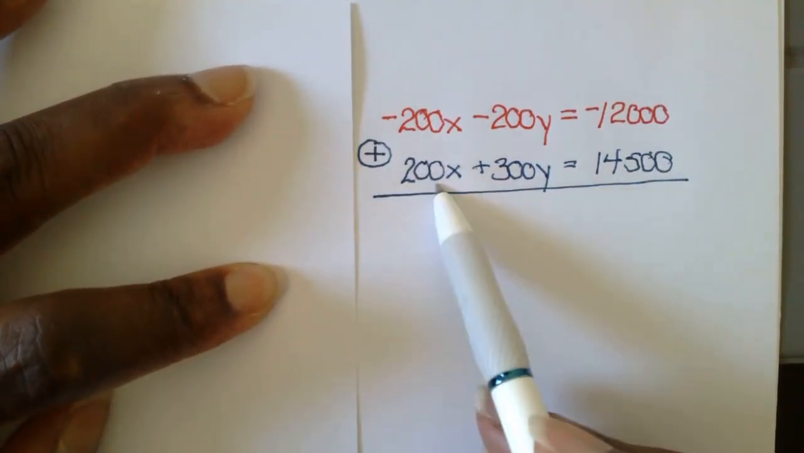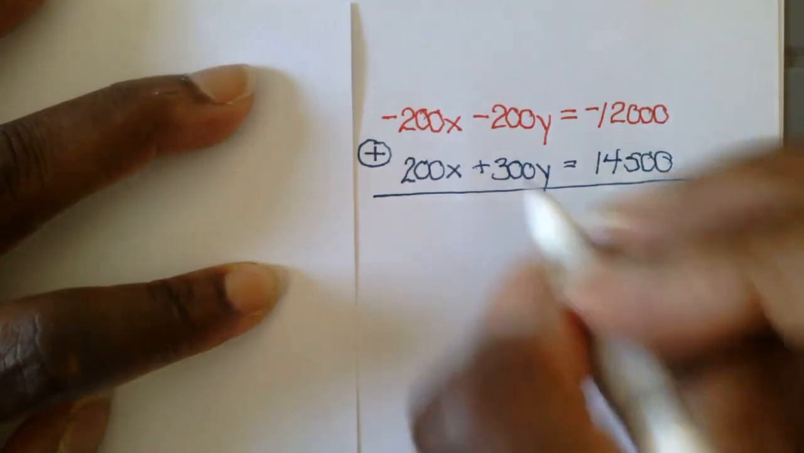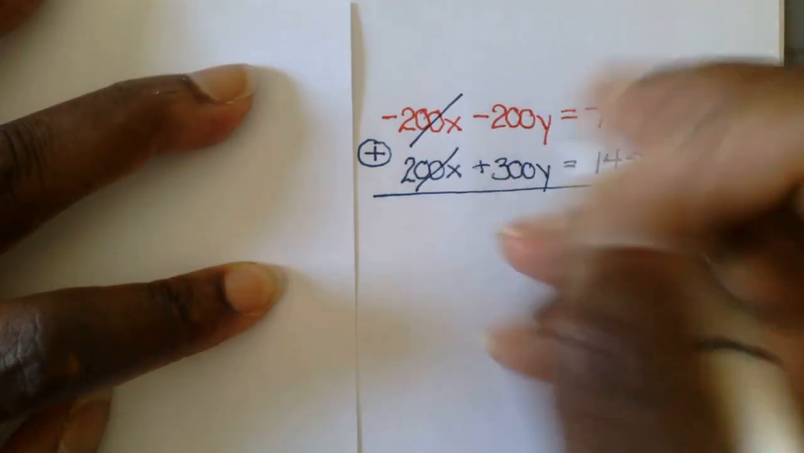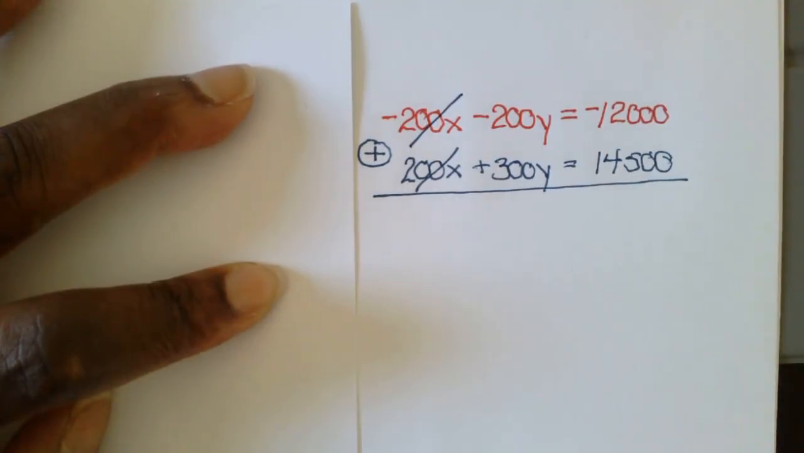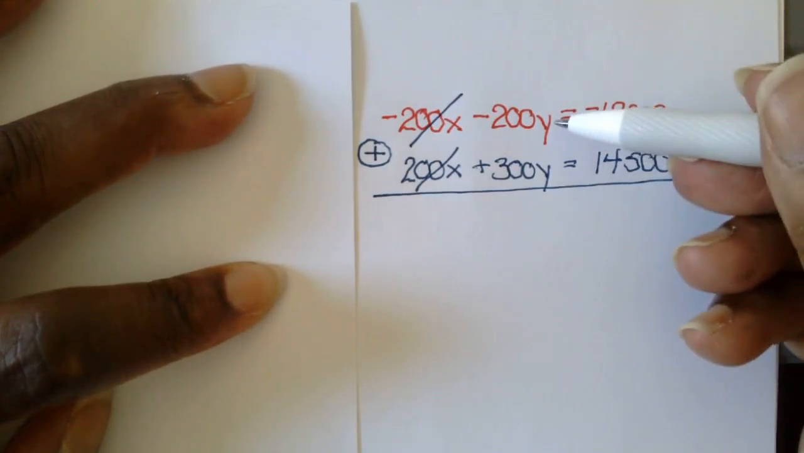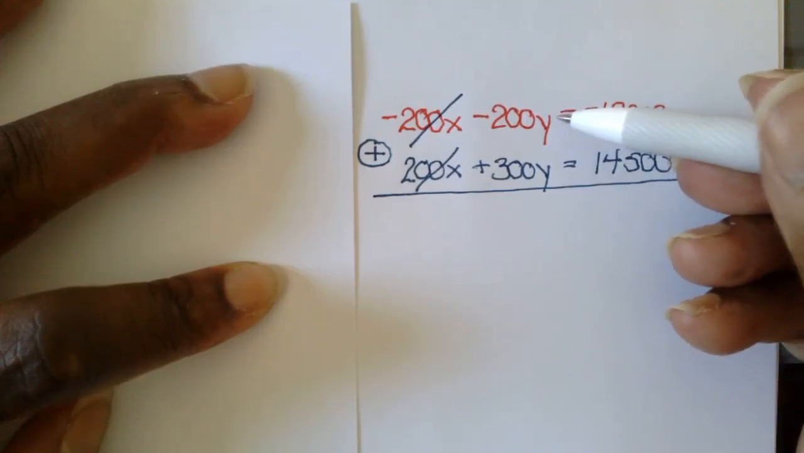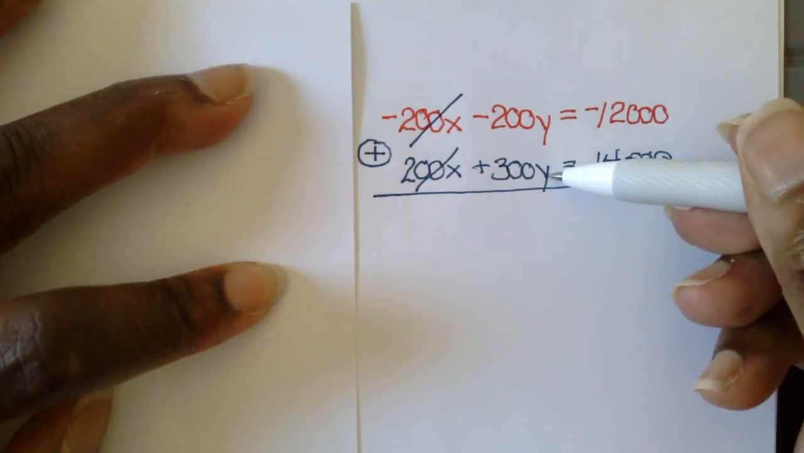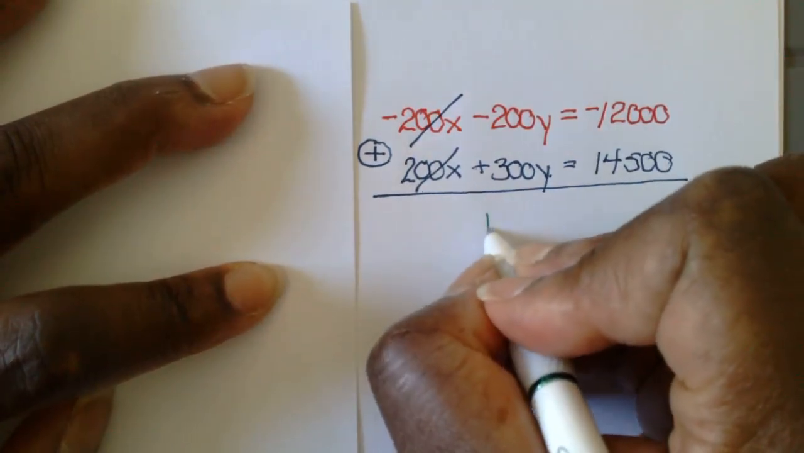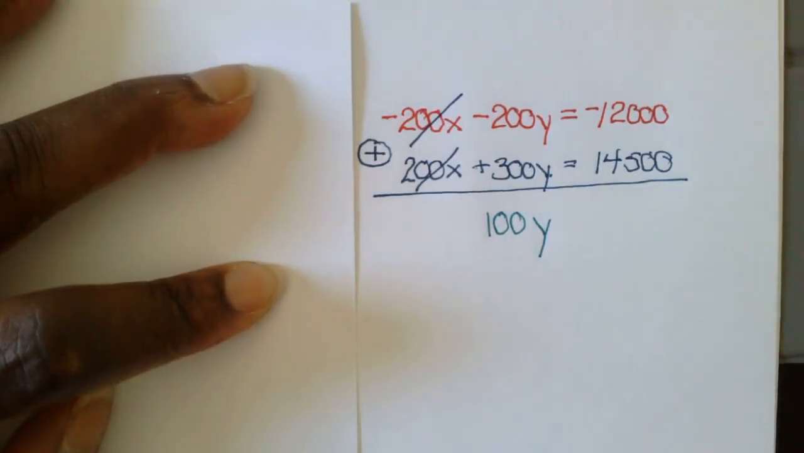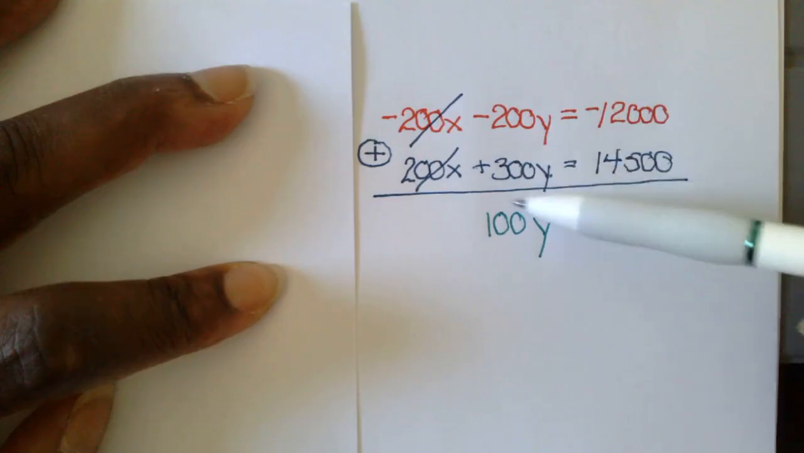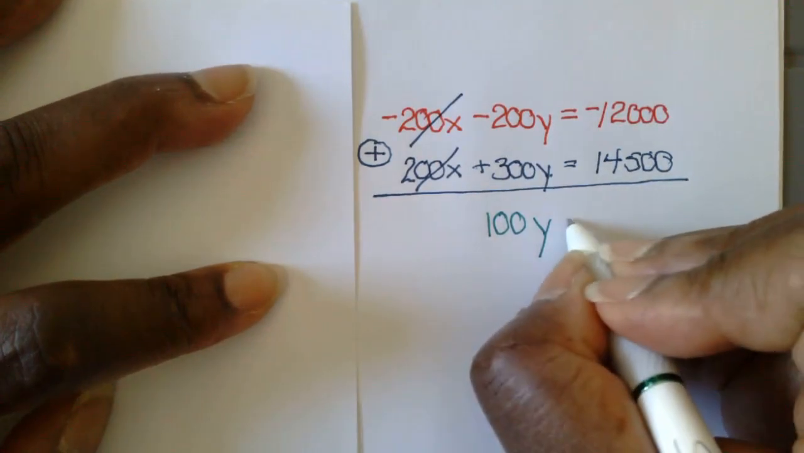Negative 200 plus a positive 200, well, they cancel each other out, and it gives you 0. But we don't need 0 as a placeholder, because we still have this negative 200 plus 300, and that gives us 100y. Not 100y squared, just 100y, because we're combining like terms. Bring down your equals.